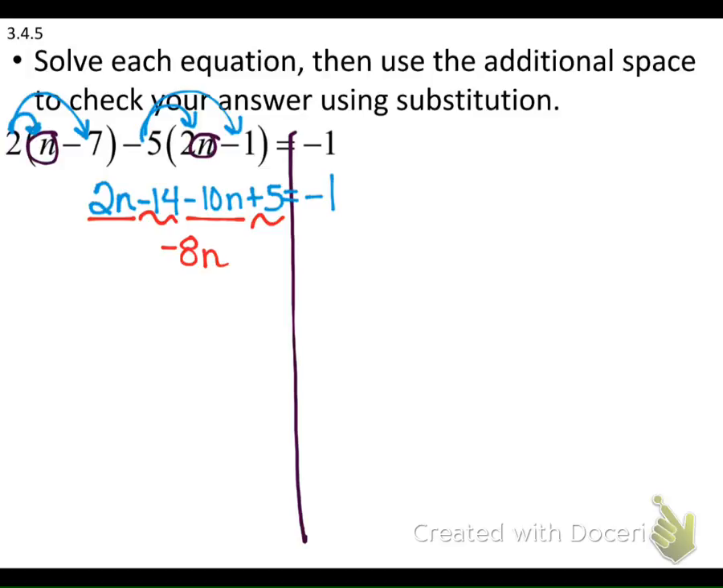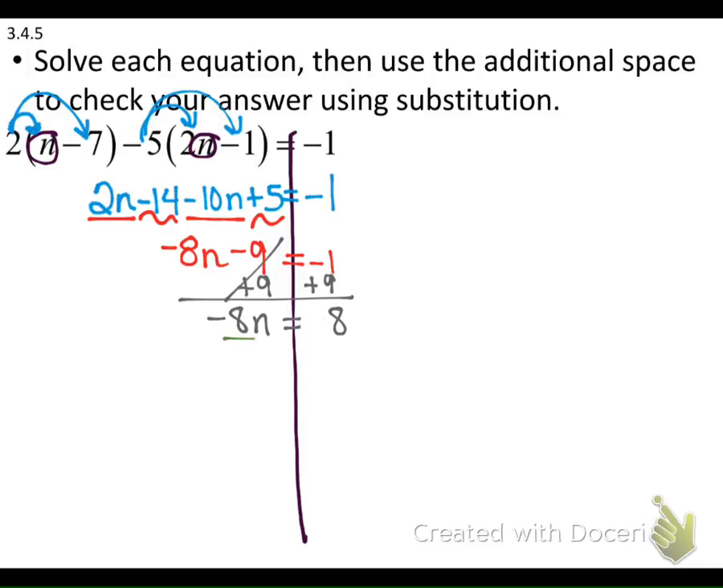What's negative 14 plus 5? It is negative 9. Equals negative 1. Now what? Plus 9. Plus 9. Cancel. So I have negative 8n equals negative 8. Oh, no, not negative 8, right? It's just 8. It's just 8. Erase that.